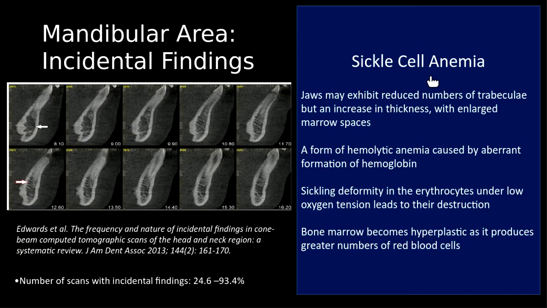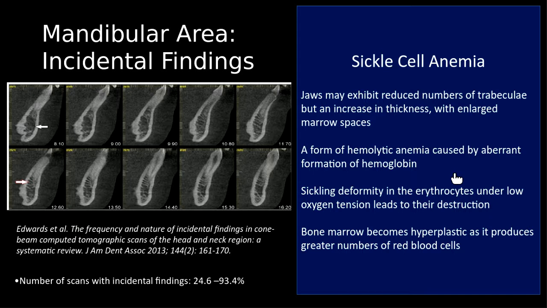Now, another example for this is a patient from Dr. Guy's case. You can see there's lots of trabecular pattern in the mandible. Usually, the trabecular pattern shows like this, but in the other part of the mandible, you see a loose trabecular pattern in those areas. So basically, if there's a loose trabecular pattern but an increased thickness with enlarged marrow spaces, this is a form of hemolytic anemia, and it's also aberrant formation of hemoglobin.